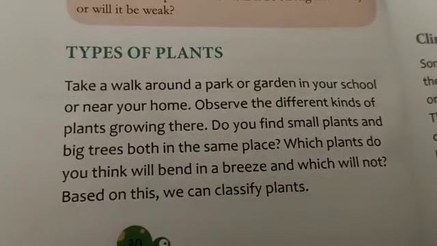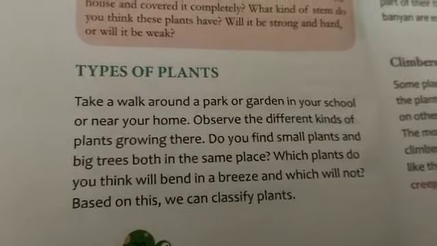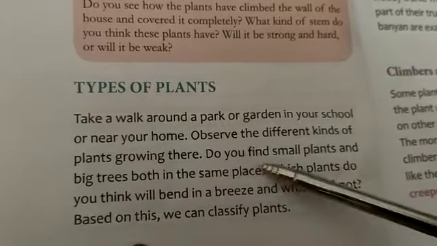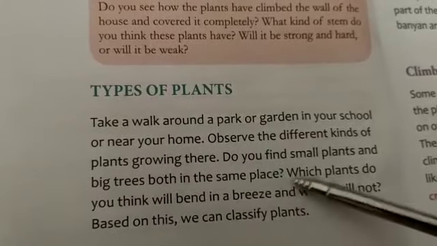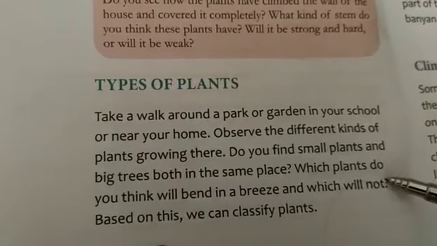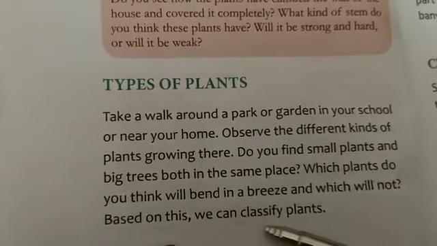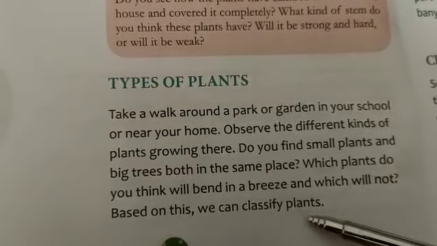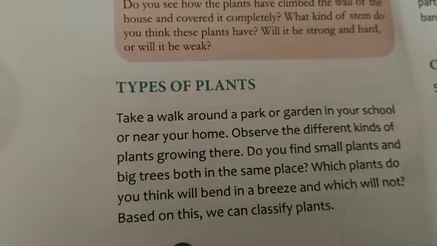Types of plants. Take a walk around a park or garden in your school or near your home. Observe the different kinds of plants growing there. Do you find small plants and big trees both in the same place? I think you have seen it. Which plants do you think will bend in a breeze and which will not? Can you tell, students? We will learn about it. Based on this, we can classify plants. So, when you take a walk along the road or when you go to school, you see different types of plants. We are going to learn about them.